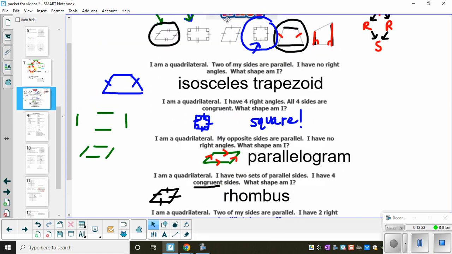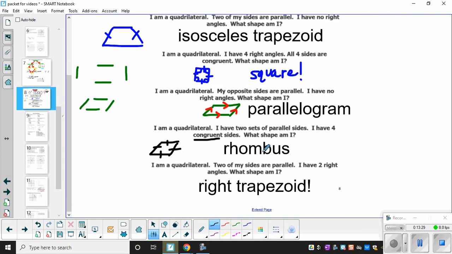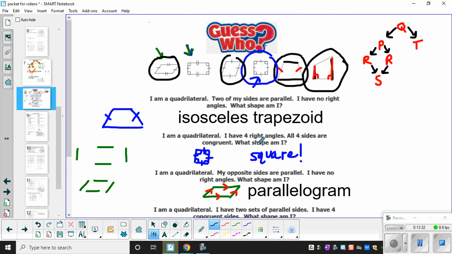Now the only one up here that was not used, if we use the right trapezoid and we covered the rhombus, the only one that we didn't draw from the description is a rectangle. But to draw the rectangle, the description would be I'm a quadrilateral. I have two sets of parallel sides because this is a set and this is a set. And then I would say I have four right angles. And then you know you've got a rectangle here.